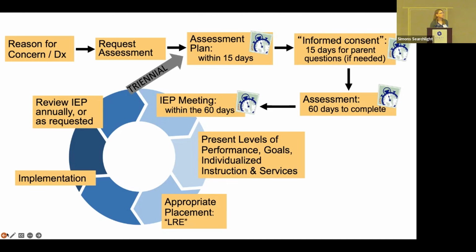And then every 3 years, there's a process called a triennial, where the child goes through the whole assessment process again to get a more comprehensive look at the progress they're making, and making sure that their IEP is still fitting their needs. So I know it's a ton of information, but that's how the process is supposed to work.